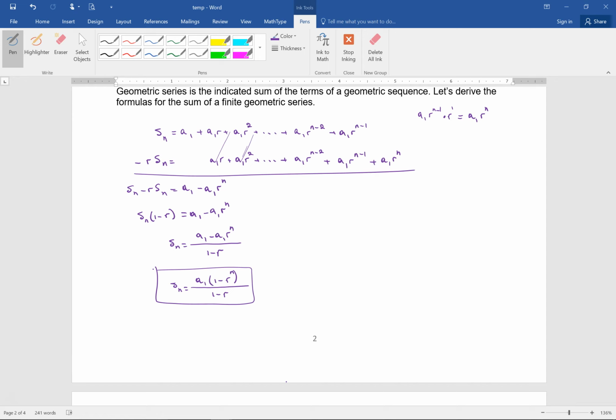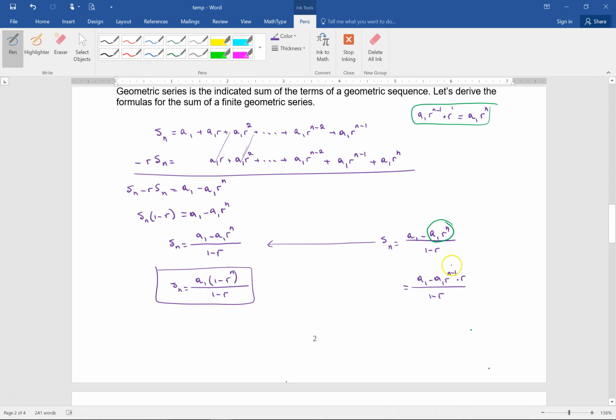But now, what if, okay, so check this one out. Let's start with this. Look at this one. A1 r to the n. Right? Look at what we had done here. A1 r to the n. What is that equal to really? A1 r to the n minus 1 times r. So let's rewrite it that way. Okay, over 1 minus r.